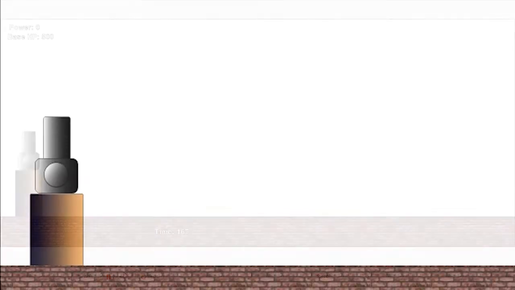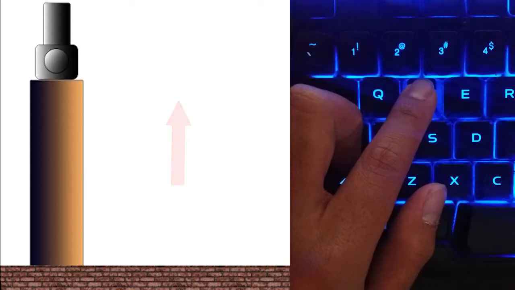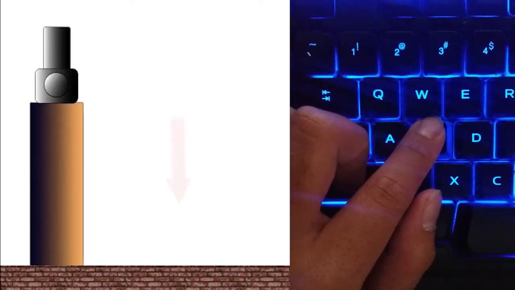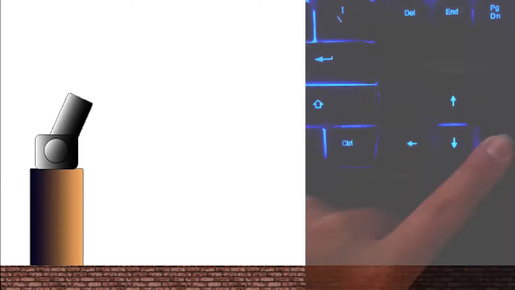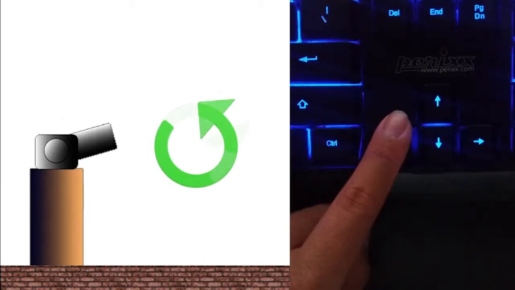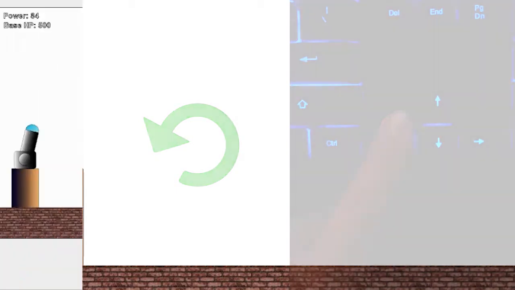The cannon's vertical displacement can be adjusted using the W and S keys. Pressing the W key increases the height of the platform, whereas pressing the S key decreases the height of the platform. In a similar fashion, the angle of the ball can be adjusted using the left and right keys, the right key denoting clockwise movement and the left key denoting counterclockwise movement.